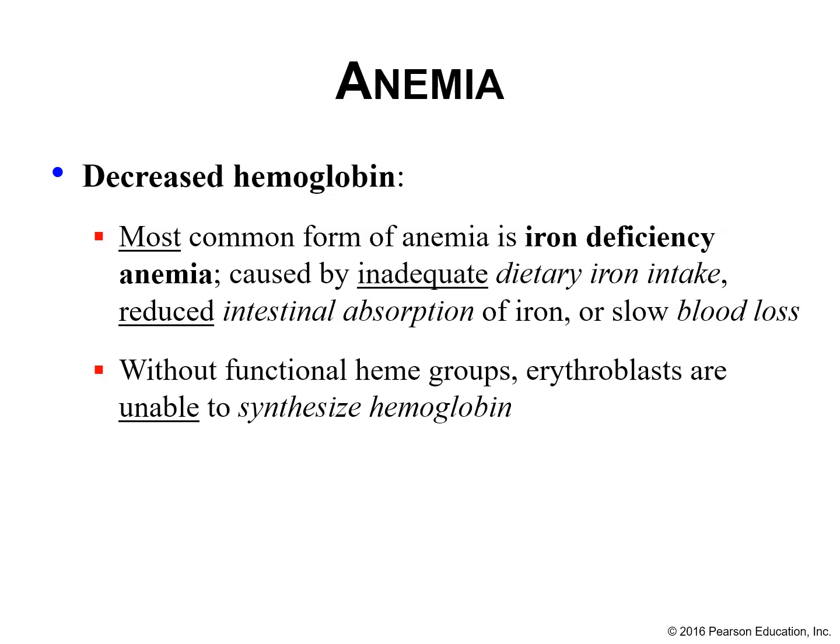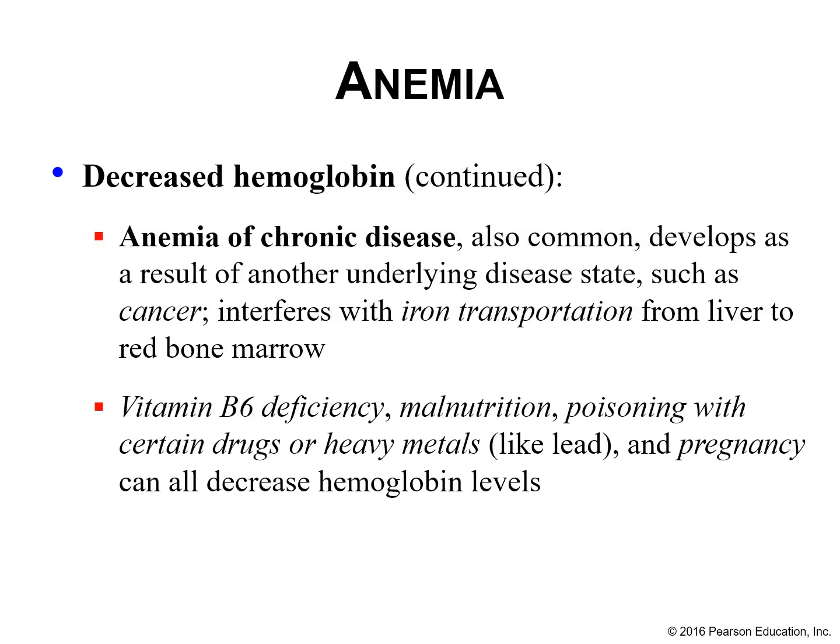Without functional heme groups, though, the erythroblasts, remember, are unable to synthesize any hemoglobin. And then you have anemia of chronic disease. That's also a common condition. And it basically develops generally as a result of another underlying etiology like cancer. It interferes with the transportation of iron, then, from the liver to the red bone marrow.